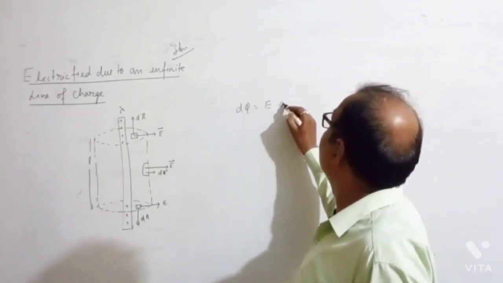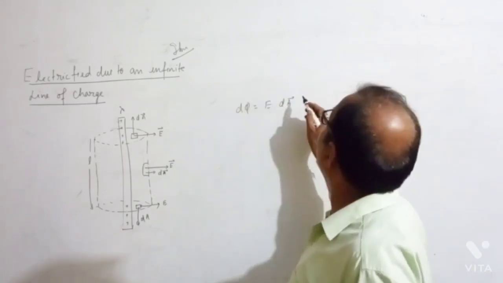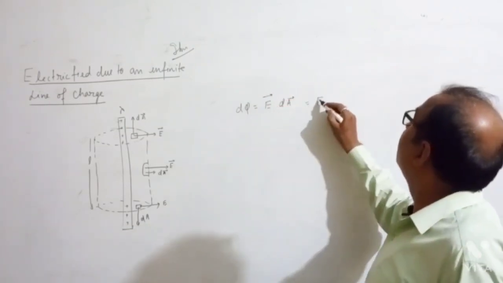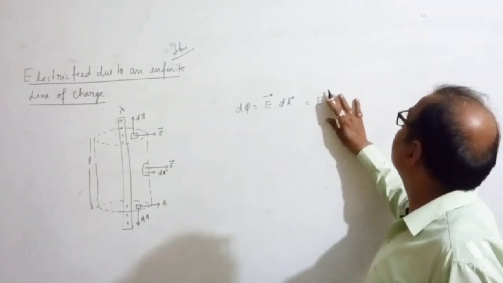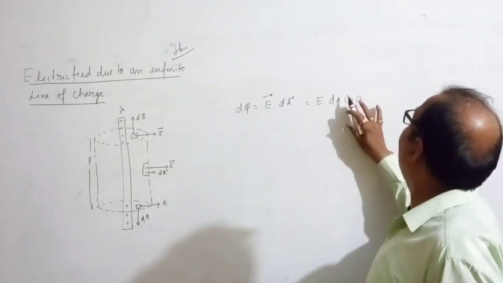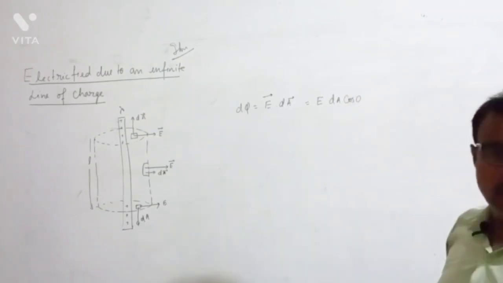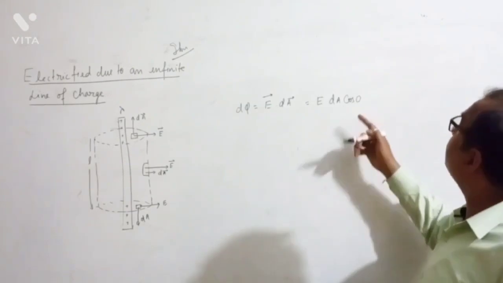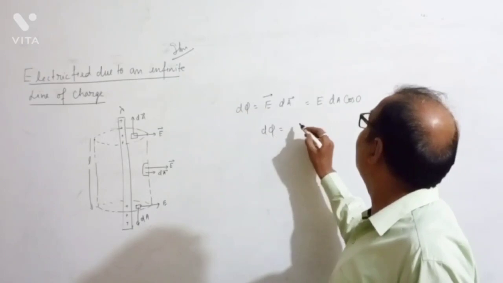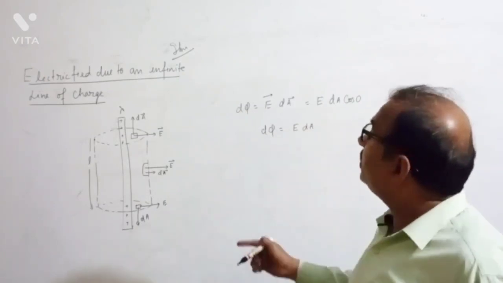So you can write E dA cos 0. Now cos 0 equals 1, so d phi equals E dA. This is the electric flux passing through only this small area. To find the electric flux through the whole cylinder, what are you going to do? You are going to integrate both sides.